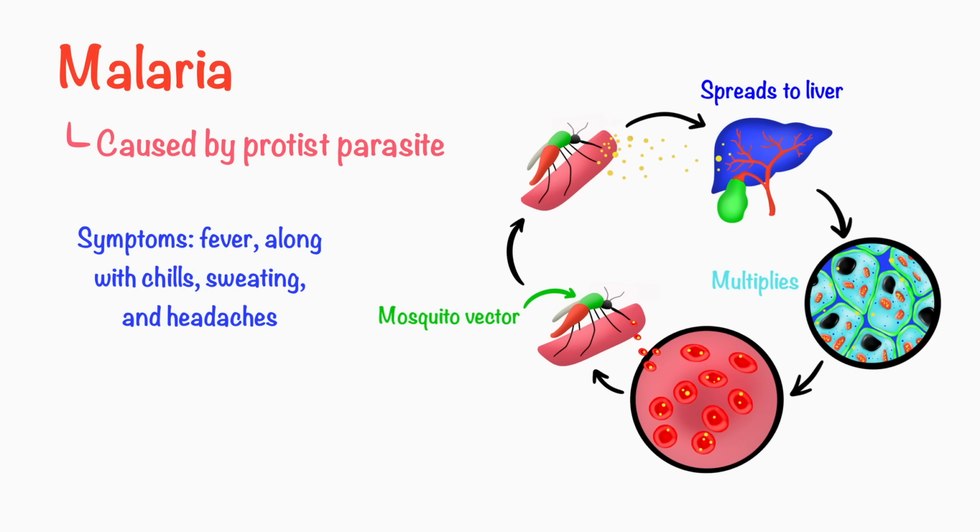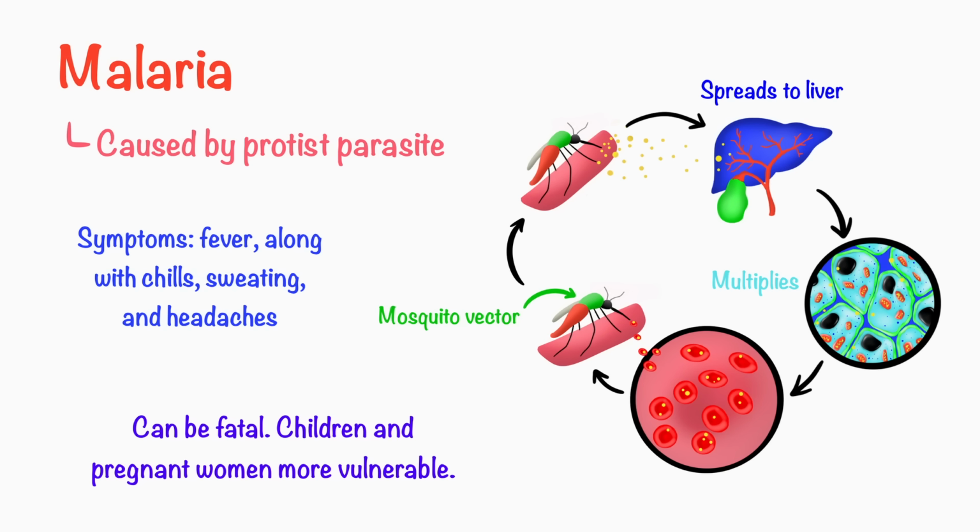Malaria typically causes recurring episodes of fever, along with chills, sweating, and headaches. These fever cycles correspond to stages in the parasite's life cycle. These episodes can be very severe and, in some cases, fatal. Malaria is particularly dangerous for young children and pregnant women.